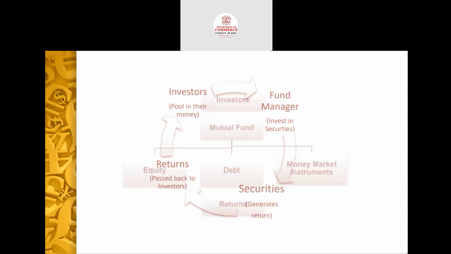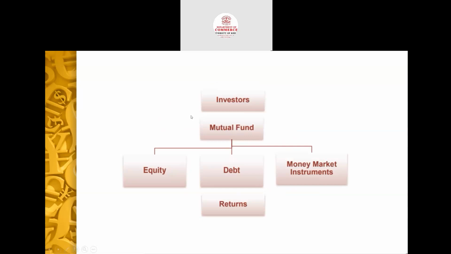In this diagram, you will see that a mutual fund is a well diversified portfolio. That is, you have equity, debt, money market instruments, and even other instruments like real estate funds or gold funds. Earlier, the concept was that we needed to buy physical gold. After mutual funds and gold funds, it is not necessary to buy physical gold and keep it. We can buy gold in electronic format. And we get returns based on this diversified portfolio.